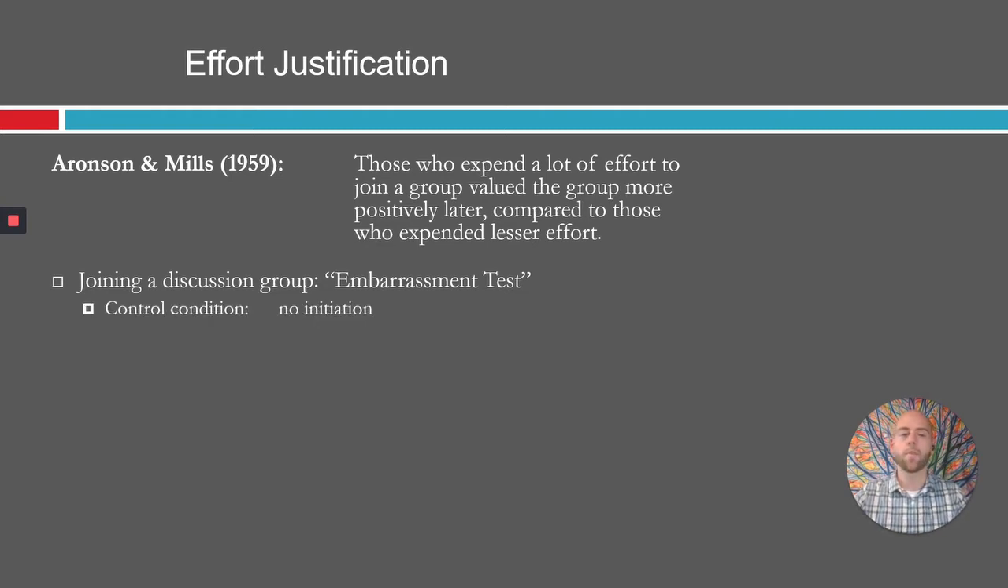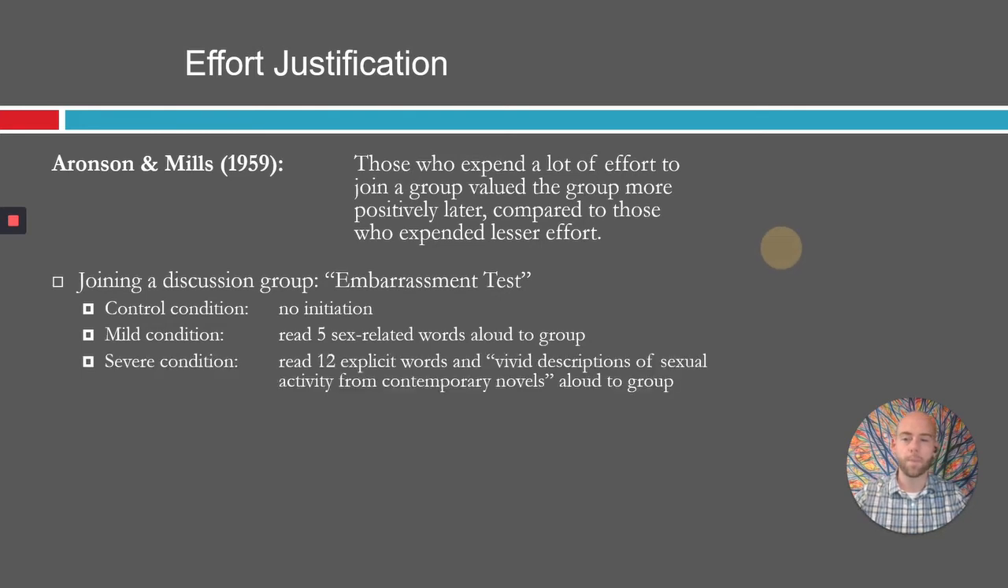So they had different conditions. They had either no initiation to get into this study group, where they didn't have to do anything. They had a mild condition where they had to say, hey, if you're going to be part of this group, you've got to be comfortable saying things related to sex for our human sexuality class. So they had to read 5 sex-related words aloud. And in the severe condition, they had to read 12 explicit words and some vivid descriptions of sexual activity aloud to the group. So they're saying either no embarrassment, a little embarrassment, or a lot of embarrassment.